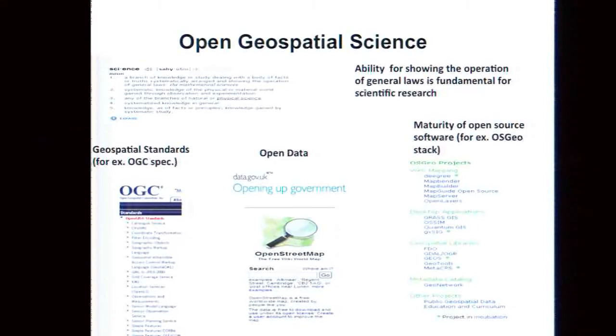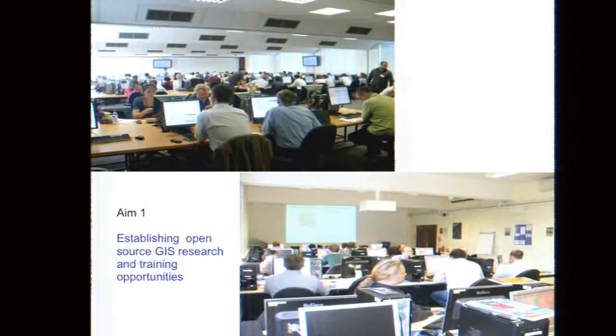And this is possible because of many things. It's not just the OSGeo community. It became possible because of a lot of things happening at the same time: the developments in geospatial standards, especially the OGC ones, and the open data initiatives from governments at the top level, as well as crowdsourced ones like OpenStreetMap, and obviously the maturity of open source software as well. And for us, the first aim was to establish open source GIS teaching and research.